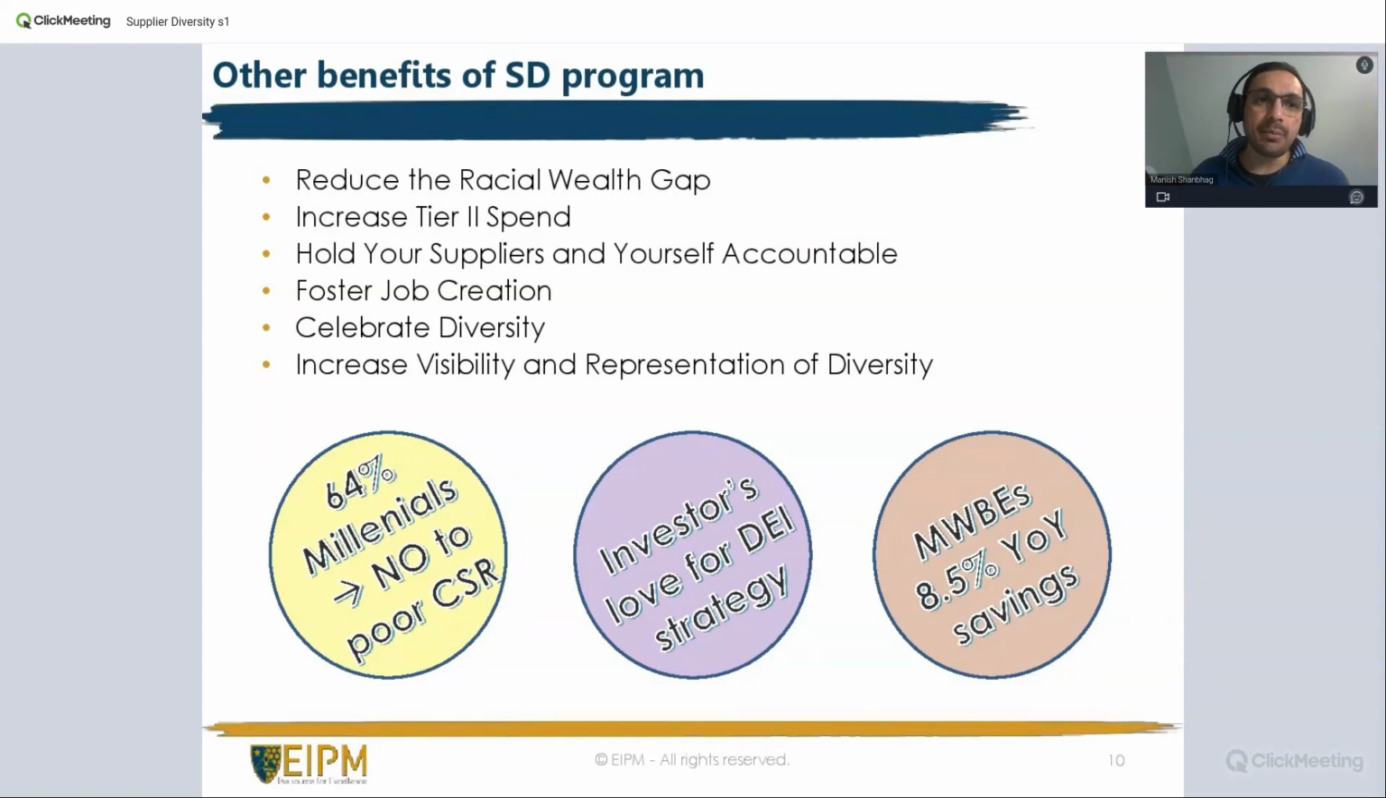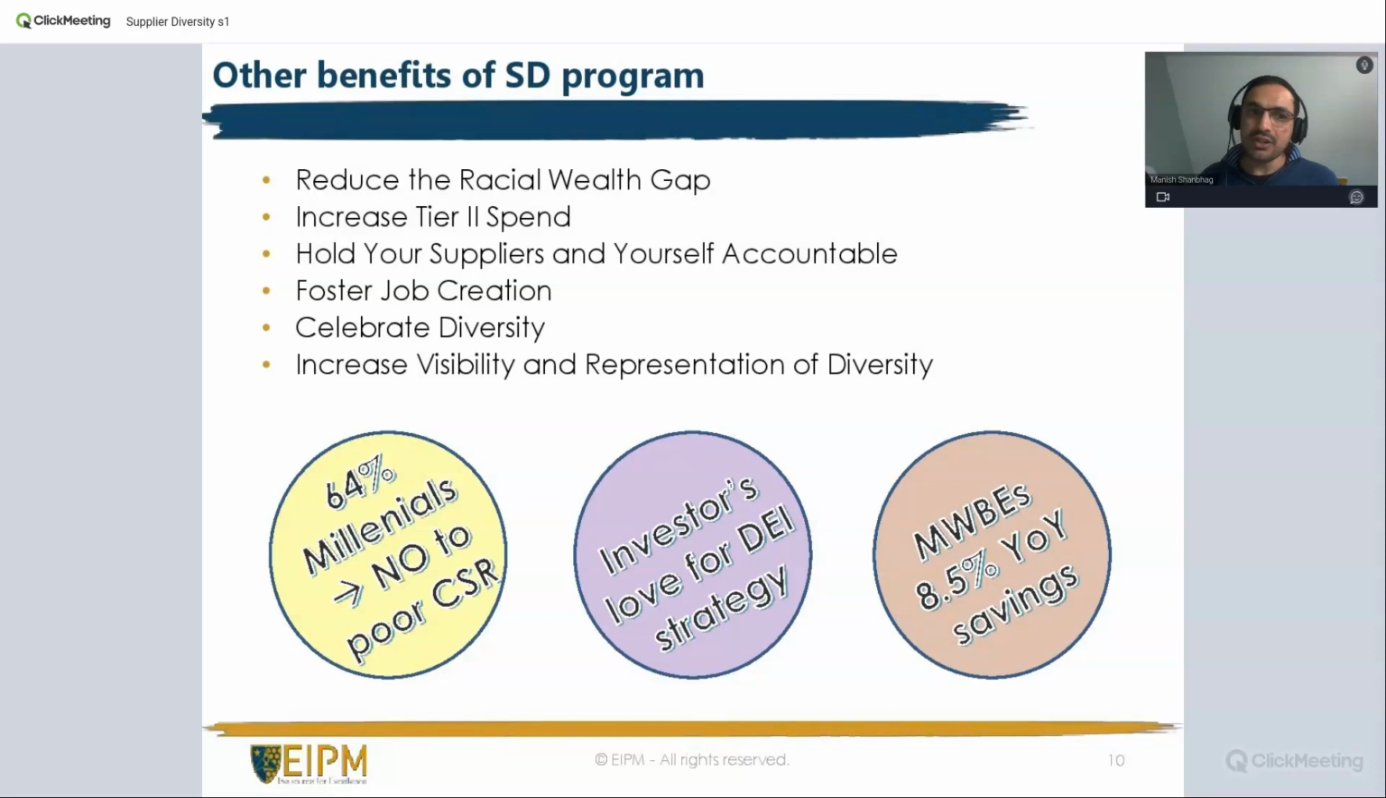You could help in reducing the racial wealth gap if you have certain suppliers coming from a certain race, increasing your tier two spend within those races. We hold our suppliers and ourselves accountable, right? So you are into it, you're working closely, you can foster job creation and so on and so forth. Yeah, you have plenty of benefits.